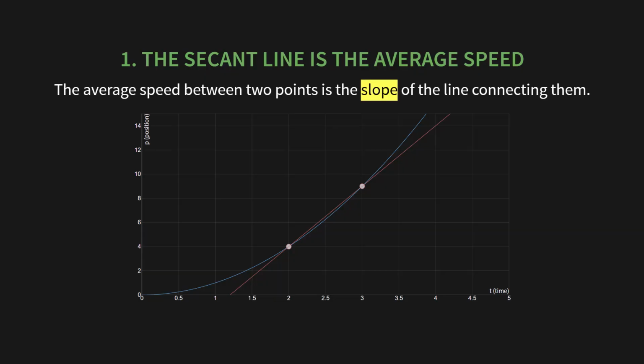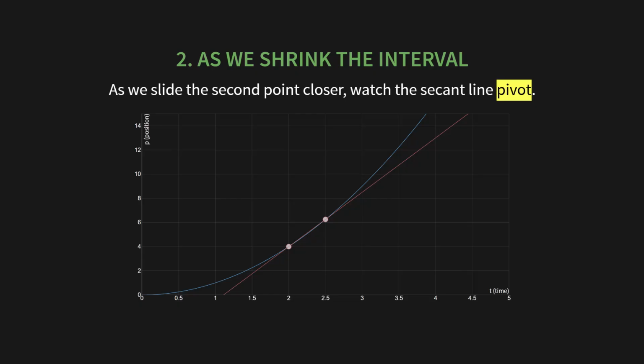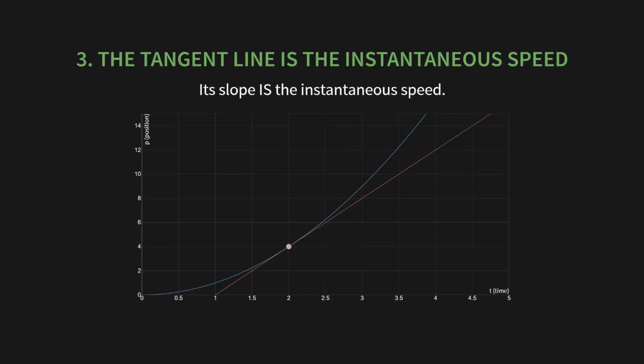Second, as we shrink the interval, as we slide that second point closer and closer to the first one, watch that secant line. It begins to pivot. And third, as it gets infinitely close, it settles into one final, perfect position. It becomes the tangent line, the one line that just skims the curve at that single point. Its slope is the instantaneous speed.